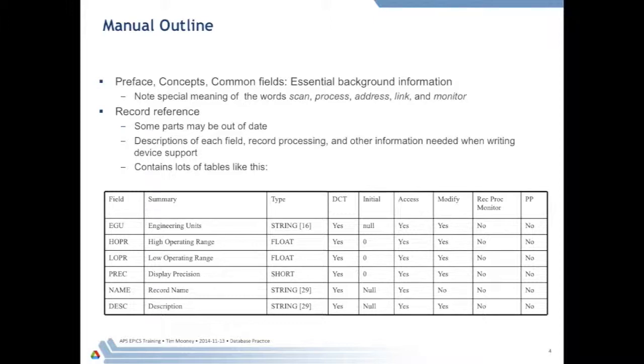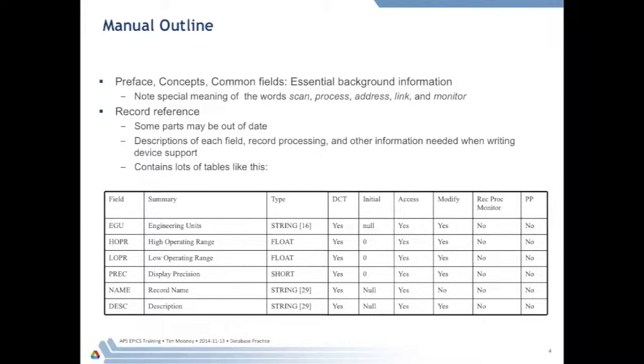In this case, it's a 16-byte string. DCT means database configuration tool, and this column tells you whether or not it's supported for you to set that value in a database. Can you initialize it before running the database, or do you have to write to it afterwards?